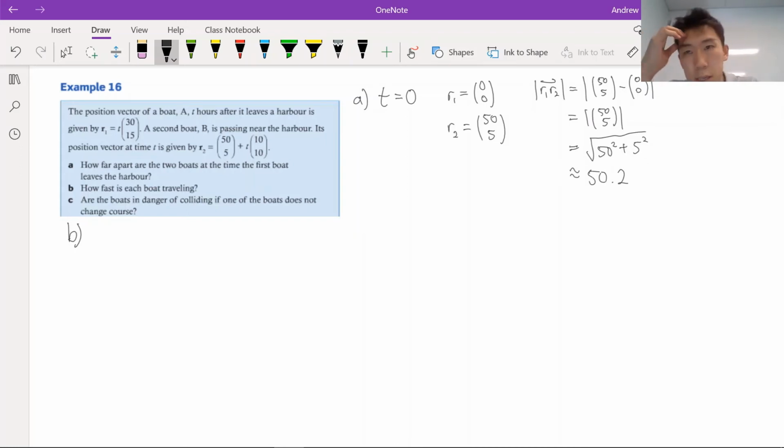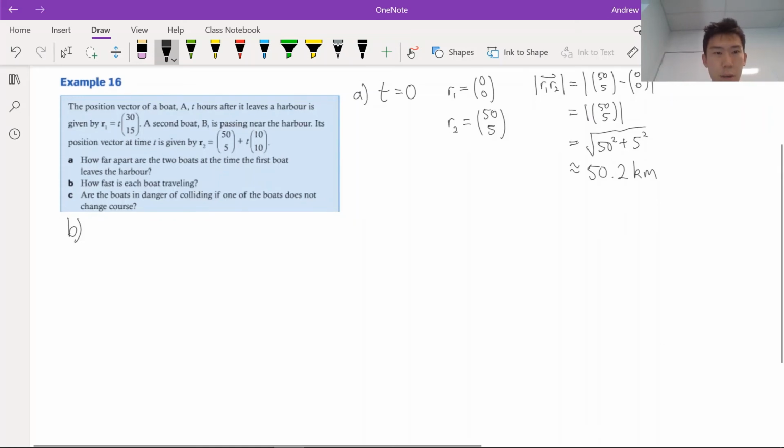Now, the question hasn't actually told us, has it, the distance, like the units? Well, if it's boats and it's in hours, let's assume kilometers. So I'm just going to say approximately 50.2 kilometers. Meters wouldn't make too much sense. No, neither would anything else really. Okay, how fast is each boat traveling?